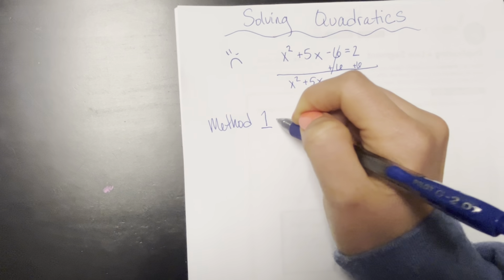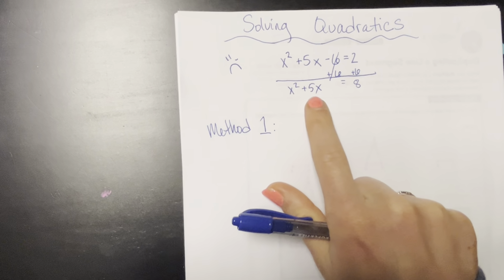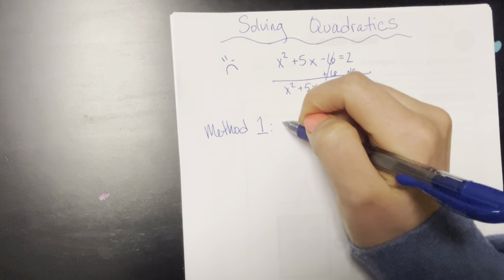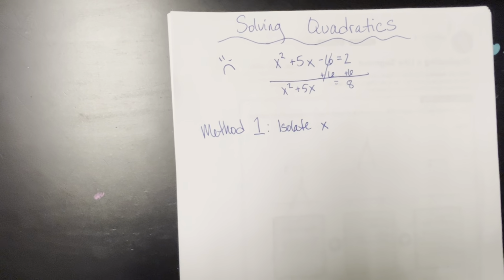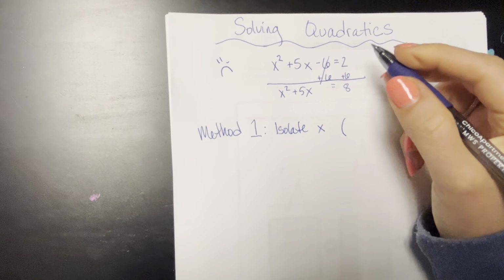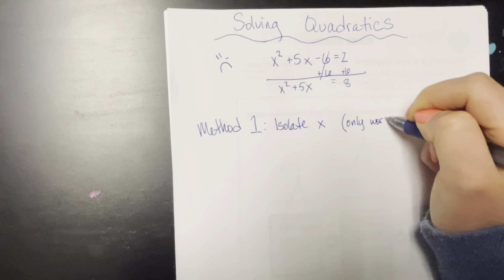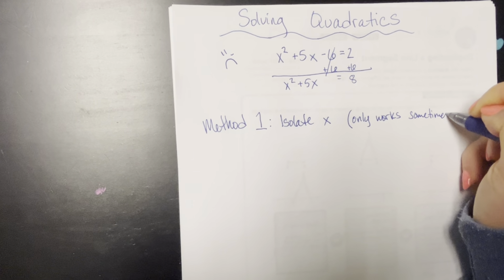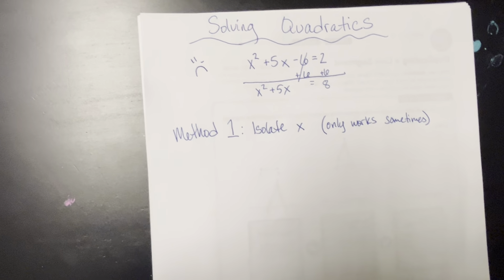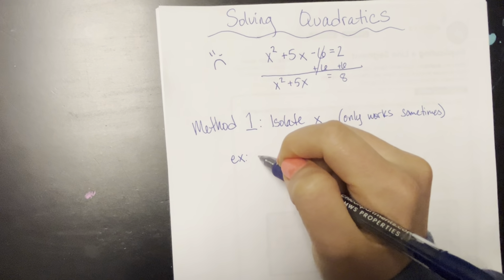So method 1 is actually, it is possible. This is our easiest method if we don't have both of these terms. So method 1 is isolate x, but this only works if it's in vertex form. Only works sometimes. So your examples are the ones that you've been doing lately, which are from vertex form.